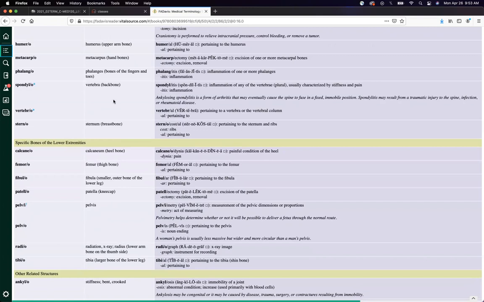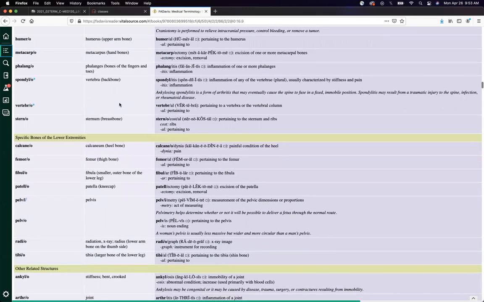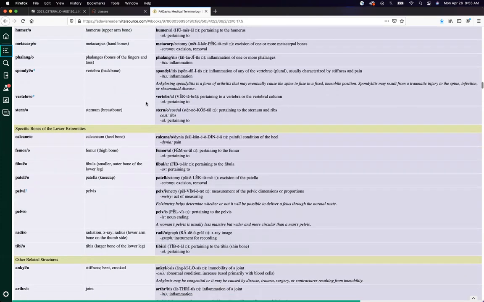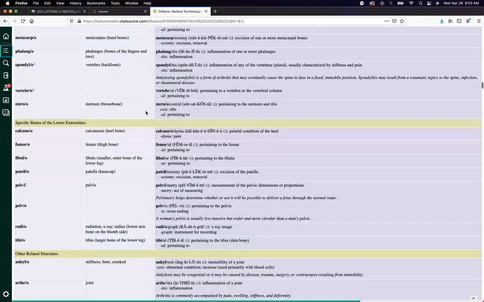Spondylitis, inflammation or infection of your vertebra, which is your backbone, which isn't a good thing because you have your spinal cord in there and your spinal nerves are exiting your vertebrae. So if that gets all swelled up, don't you think it's going to start pinching on things?